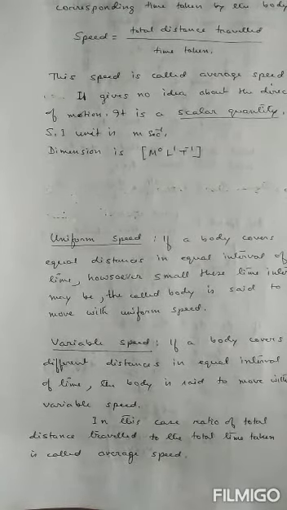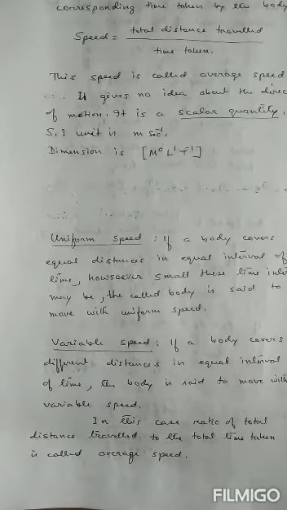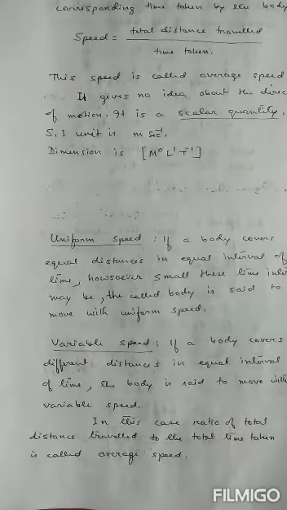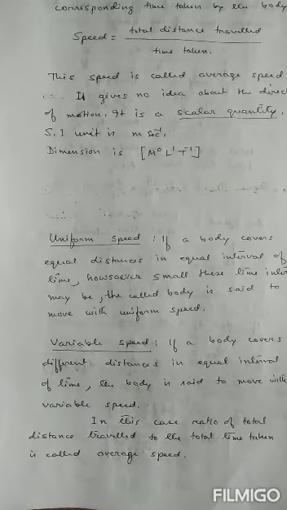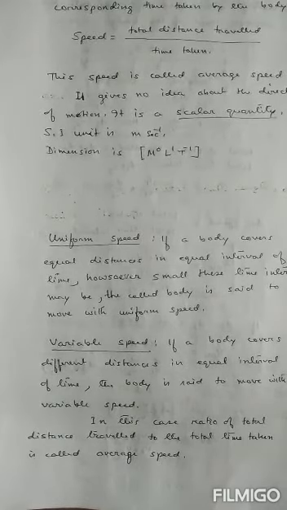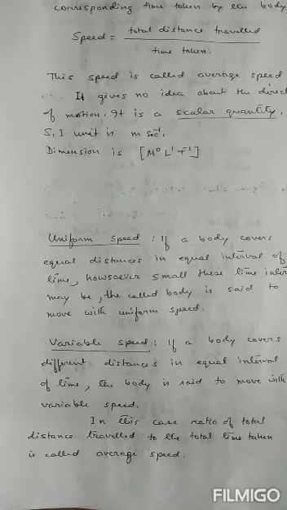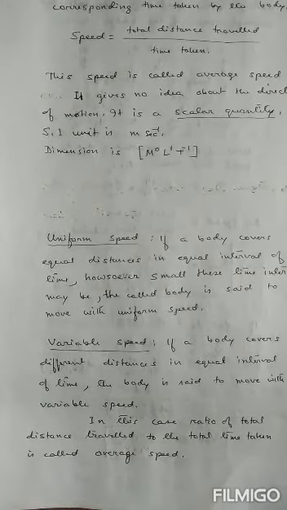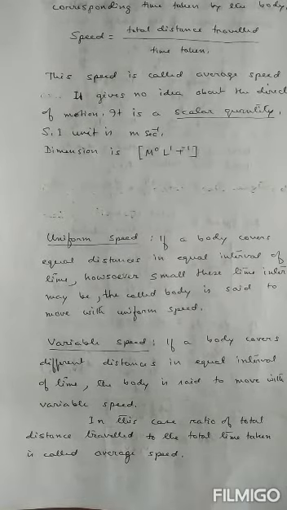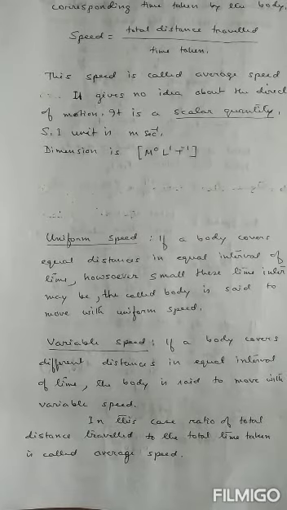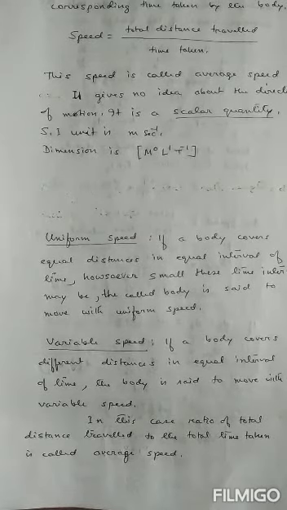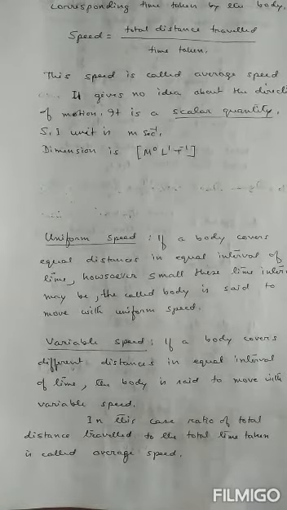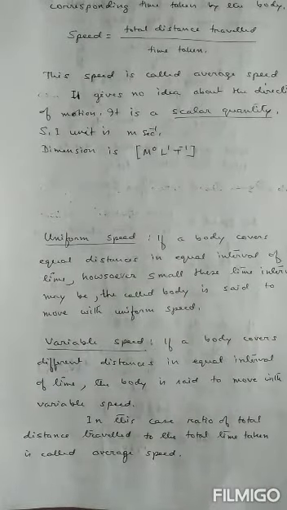What is called uniform speed? During that study, we heard about different names of the speed: uniform speed, variable speed, average speed, instantaneous speed. Actually, when we talk about speed, we normally mean the average speed of the body. Average means total distance travelled divided by total time taken.